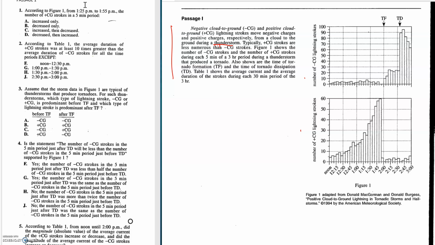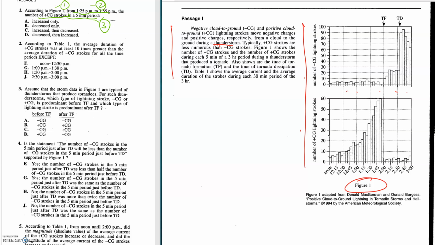According to figure 1, so that'll be step 1, is to find that. From 125 to 155, step 2, find that. The number of plus CG strokes in a 5-minute period, okay, that's going to be number 3. We'll get 3 steps. According to figure 1, okay, that's this. And it looks like figure 1 is these 2 kind of attached because it has these lines that attach it here.